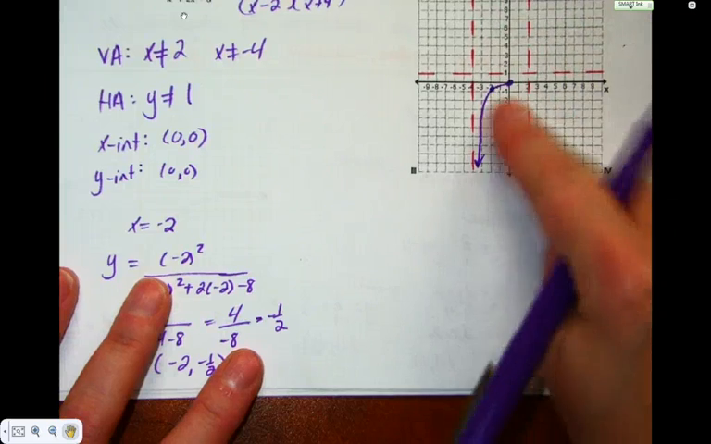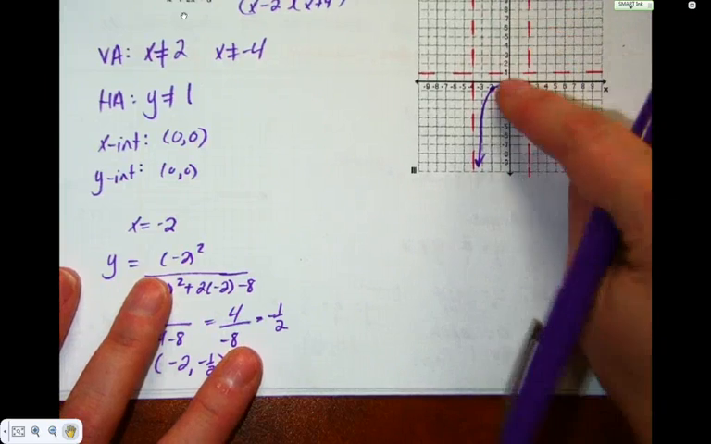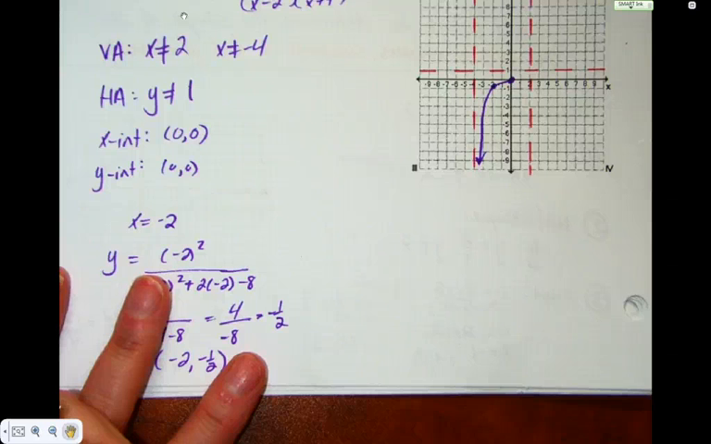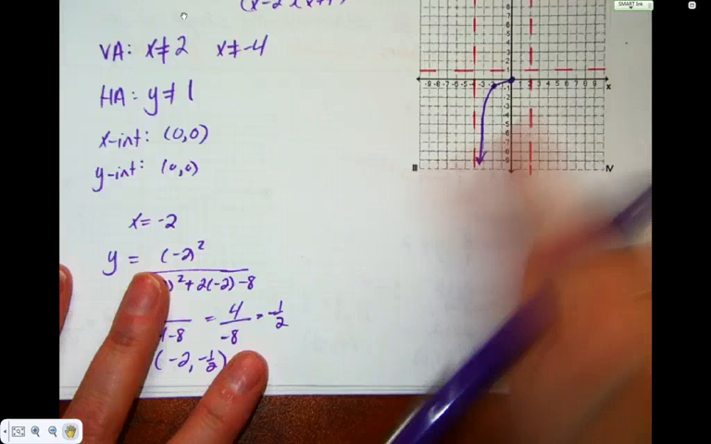What about the other side? Is it a cubic? Does it swoop back up? Does it come back down like a parabola? I don't know either. Okay, pick a test point in here.